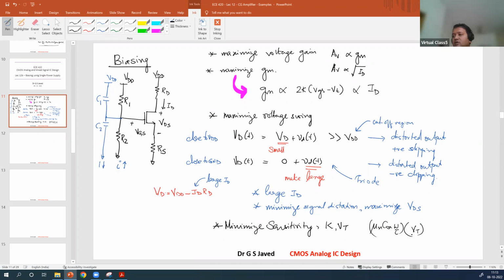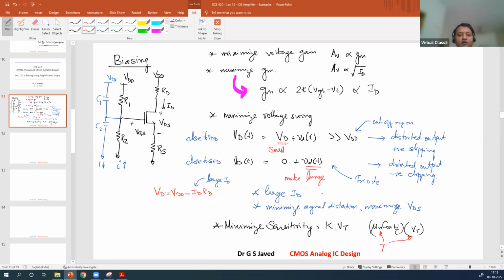Since K includes mu n, the mobility, and MOSFETs are sensitive to temperature, K is also a function of temperature. Vt is also sensitive to temperature. Let me repeat: mobility directly depends on the temperature, and Vt also has a temperature dependence. So you have to make this effective: K and Vt should not change with respect to temperature.